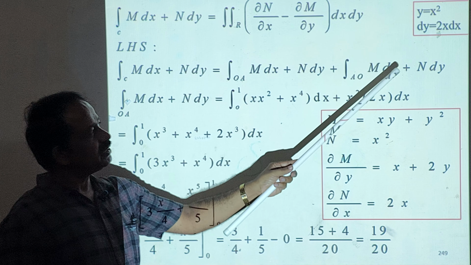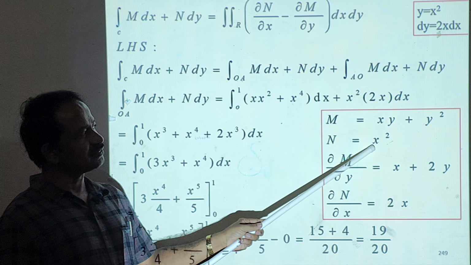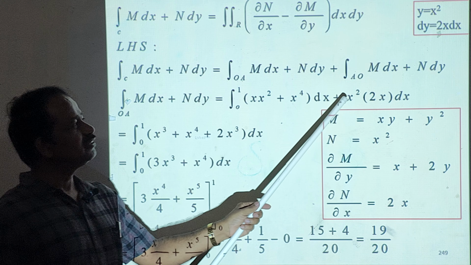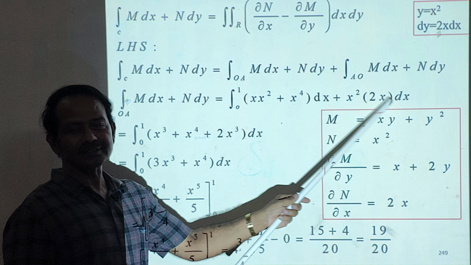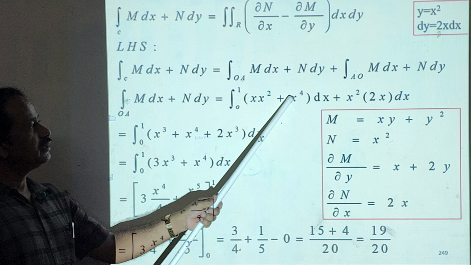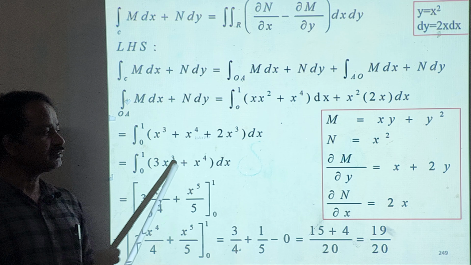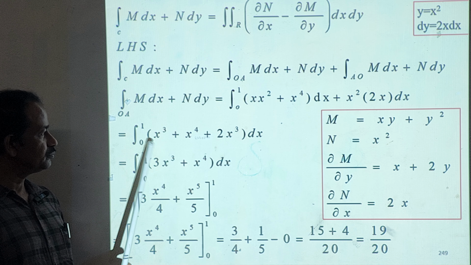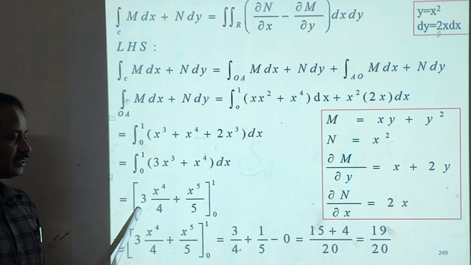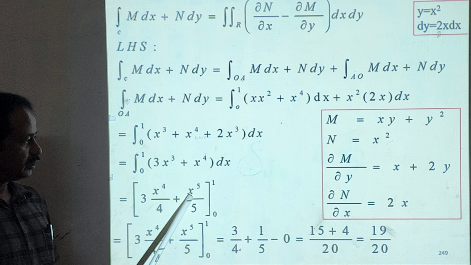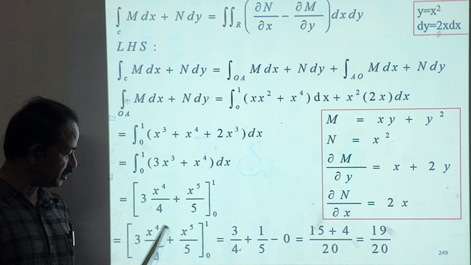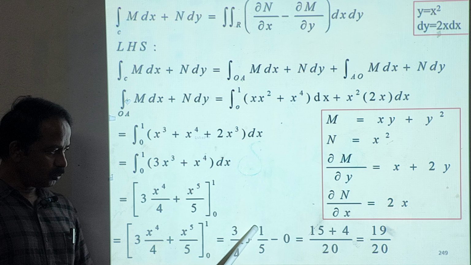Plus another one is N dy. N is given as x². What would be your dy? dy is nothing but 2x dx. So x² times 2x dx. x into x² will give you x³, so this becomes x⁴, and this becomes 2x³. So we have now 3x³ + x⁴. On integration, you will have x⁴/4 and x⁵/5. So substitute the limits now, and that will give you 3/4 and 1/5.